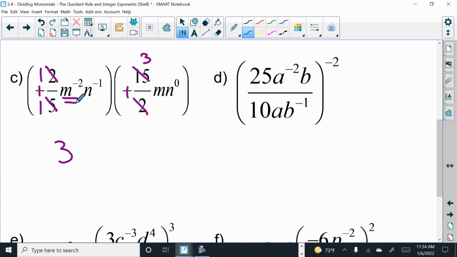M to the negative 2 times m is m to the negative 1. And n to the negative 1 times n to the 0 is n to the negative 1. I can't have negative exponents, so this is going to be 3 over m n.